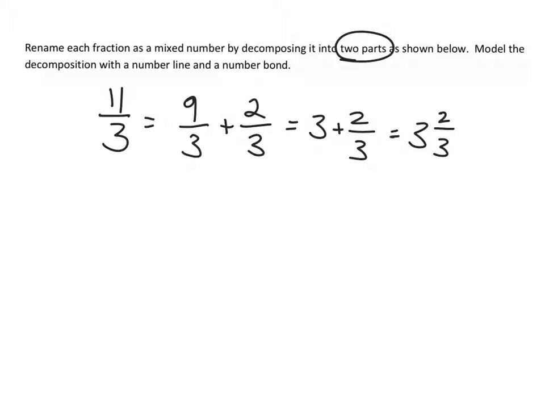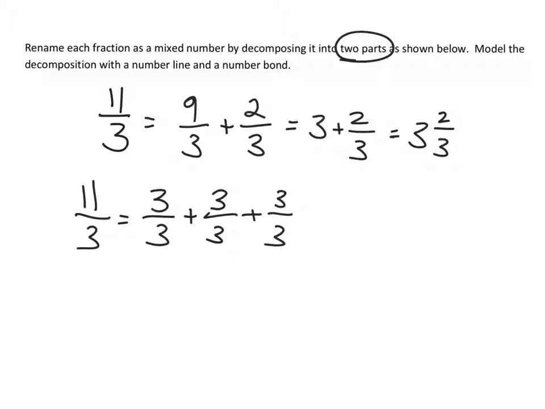So let's look at 11/3 and say, all right, how many wholes can we get in there? Well, there's 3/3, which is 1 whole. Then we can take another whole, which would give us 6/3, and we still can keep going, and we can get another 3/3. So we have 3 groups of 3/3. That would give us 9/3, just like we did up here.